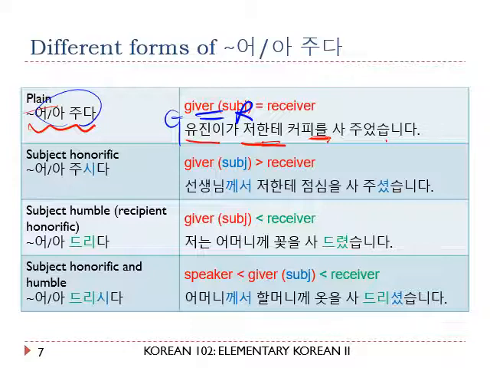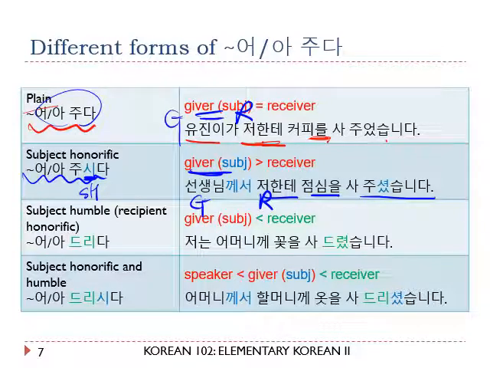But when the giver, the subject, is higher in social hierarchy than the recipient, then the benefactive form used is 주시다. Note that the predicate contains the 시 subject honorific marker because the subject is an honorable person. Look at the example. 선생님께서 저한테 점심을 사주셨습니다. 선생님, the subject, to me, lunch, bought. So the teacher bought lunch for me. And 선생님 is a giver, and I is recipient, right? And note that 선생님 is higher in the social hierarchy than I, so in this case, the benefactive form 주시다 must be used.